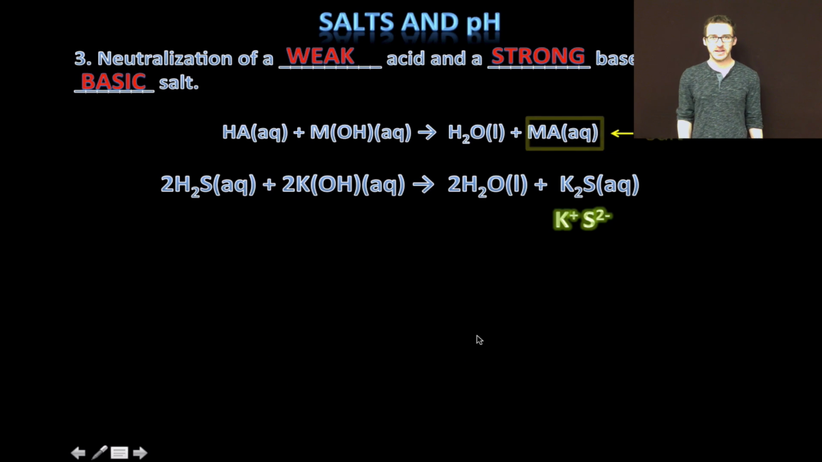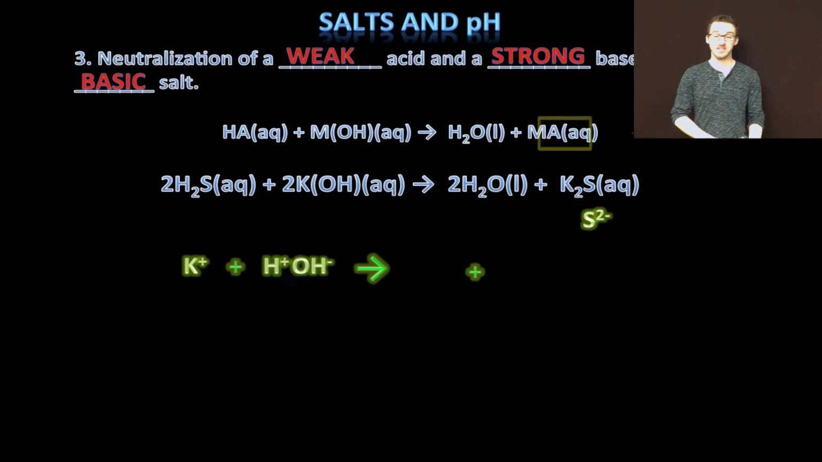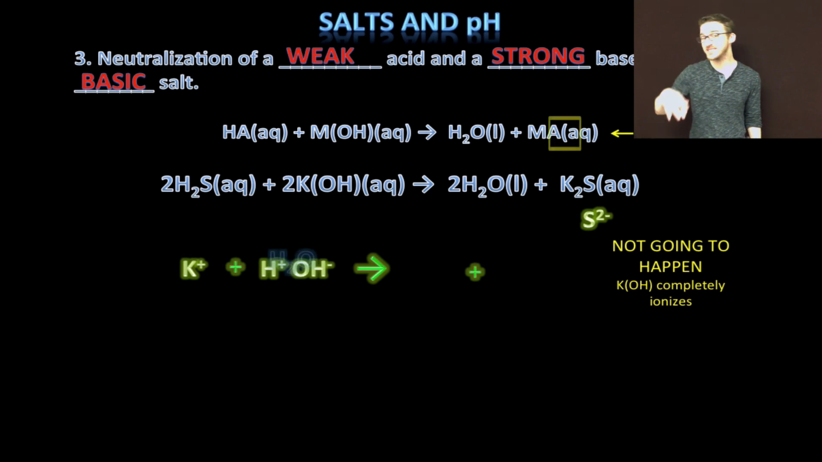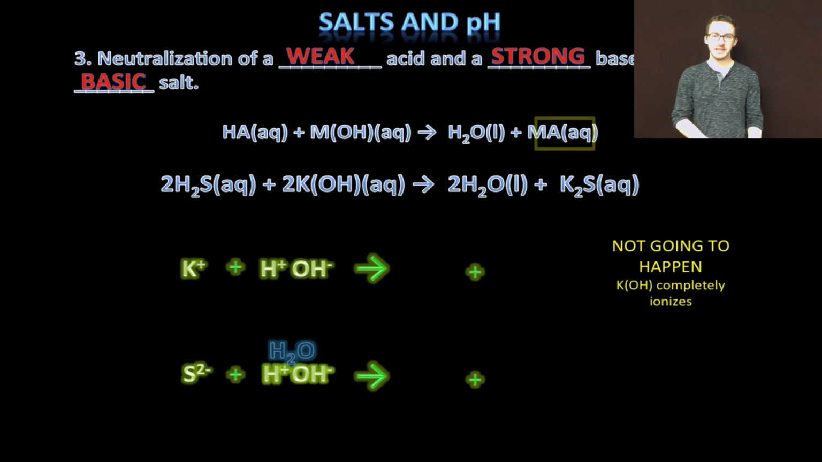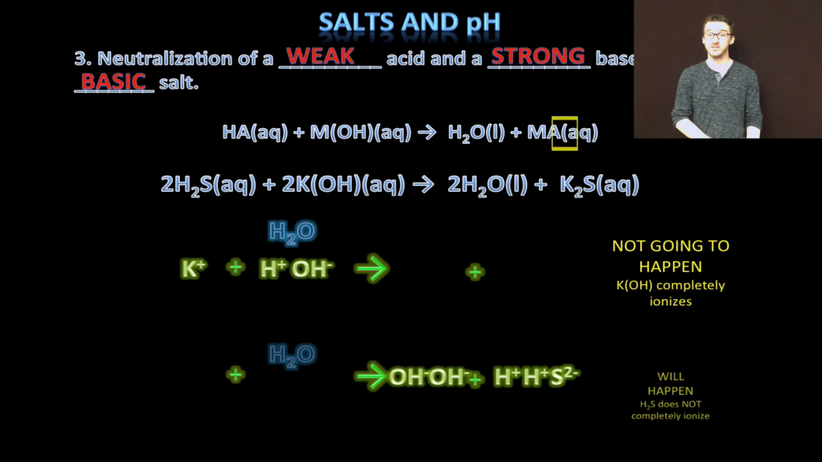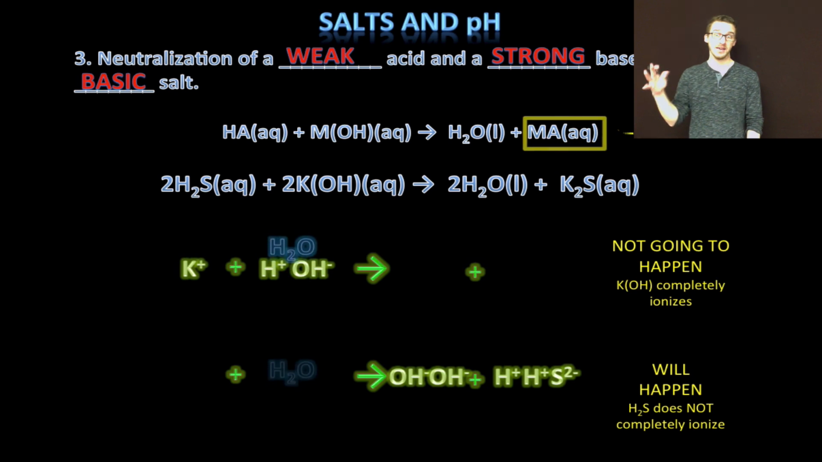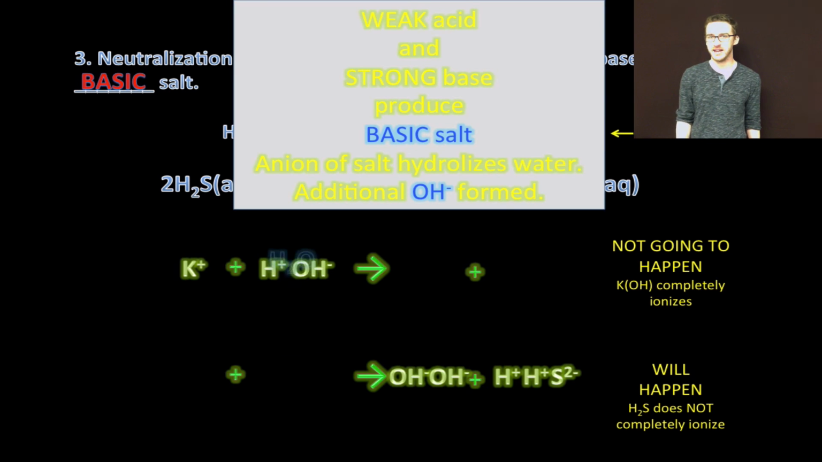All right, lastly, let's take a look at that basic salt, potassium sulfide. Let's take a look at the cation, potassium ion. It is not going to be able to split water. Potassium hydroxide is a strong base. It's going to stay ionized. The sulfide ion, however, will split water. It is going to form additional hydroxide ion in solution because H2S, hydrosulfuric acid, is a weak acid. So it's not going to want to ionize. So it's going to split water and stay H2S. So if you have a weak acid and a strong base, we're going to make a basic salt. The anion of that salt will split water, creating additional hydroxide ion.